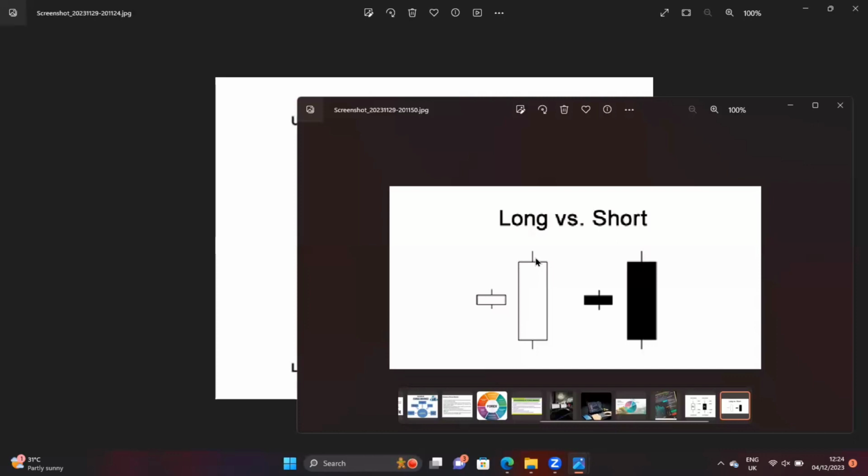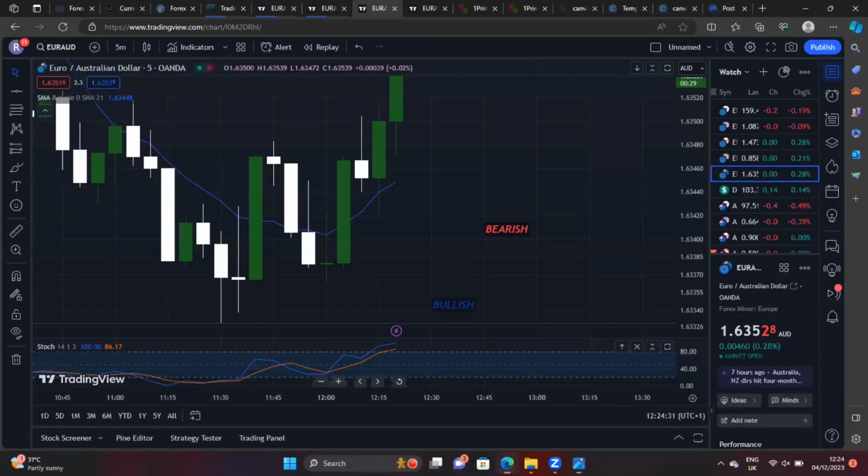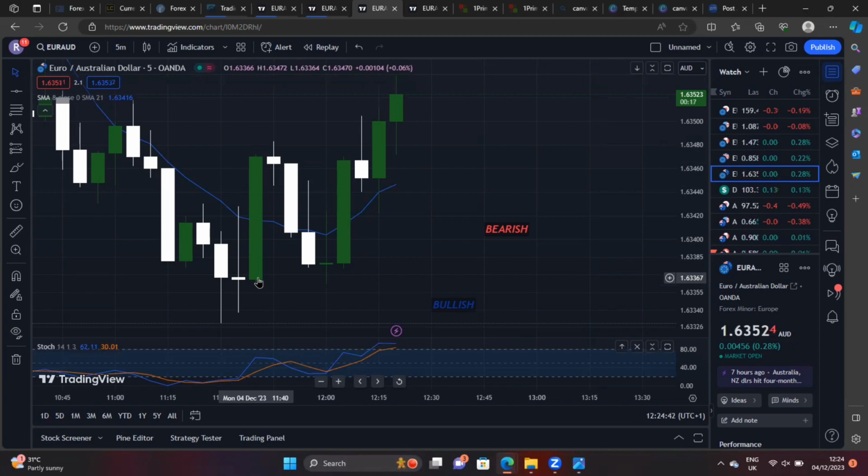So what does a long-bodied candle simply mean? Strong buying or selling pressure. So if you see a long candle that closed above the open, that opened here and closed here, in this case that is a strong buying pressure. All right. Let's go to the chart. So this candle has a long body. Having a long body simply shows that there is a strong buying pressure.